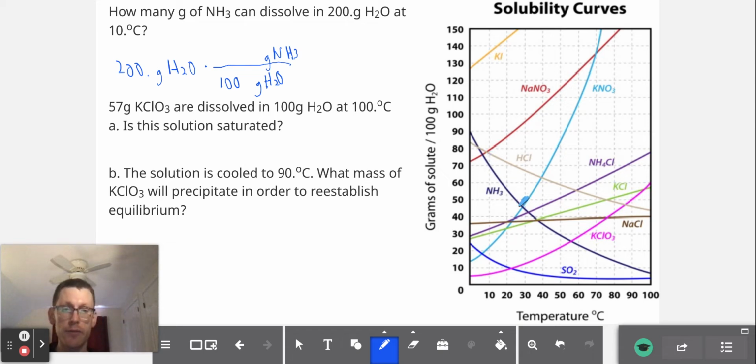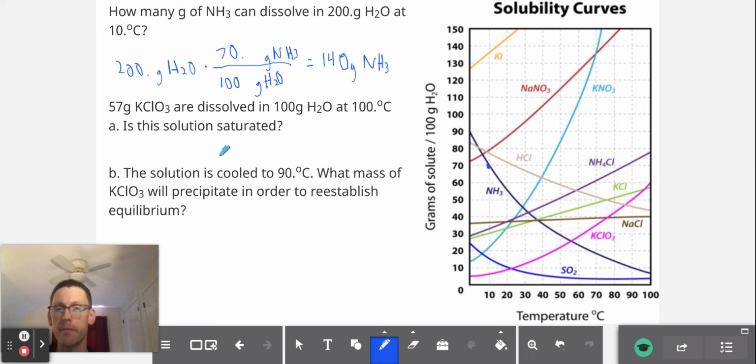Okay, we have to find our NH3 curve, which is right here. So at 10 degrees Celsius, we will find that the solubility is approximately, I'm going to call this, 70 grams of NH3 per 100 grams of water. And what this comes out to is 140 grams of NH3 that can dissolve in 200 grams of water at 10 degrees Celsius.